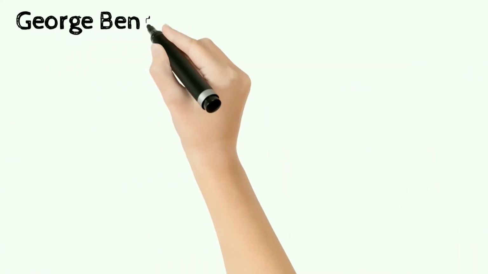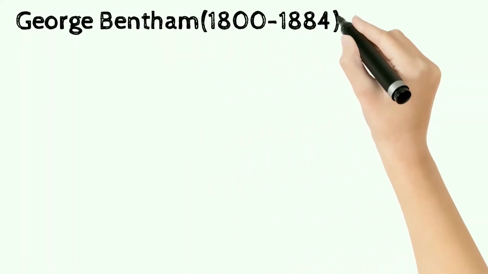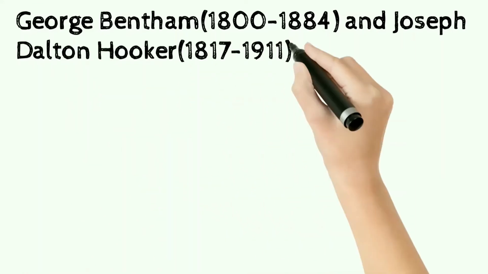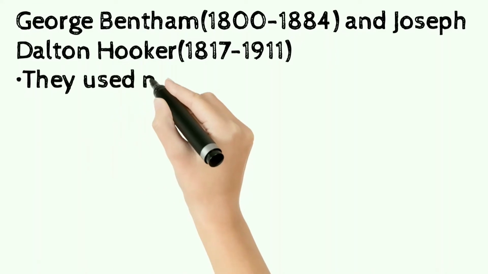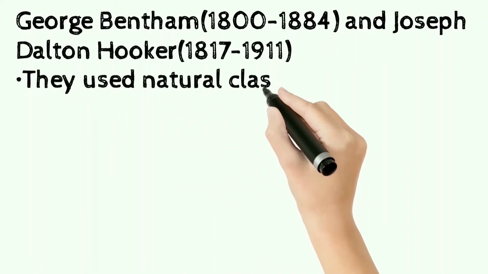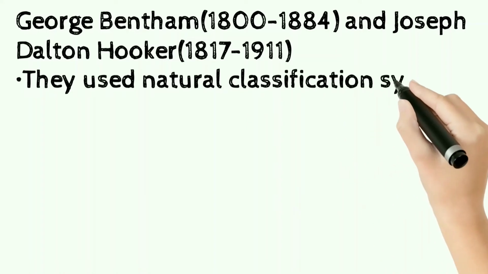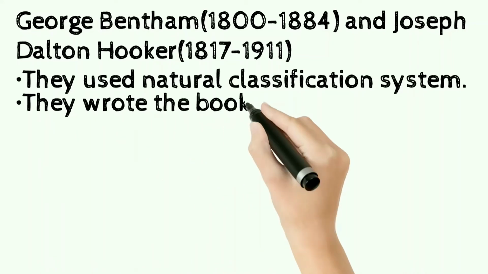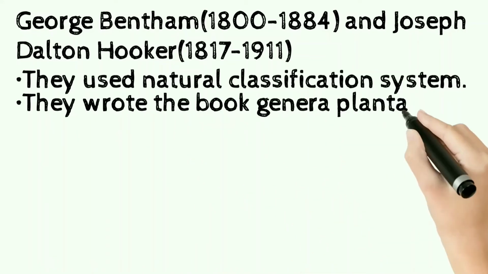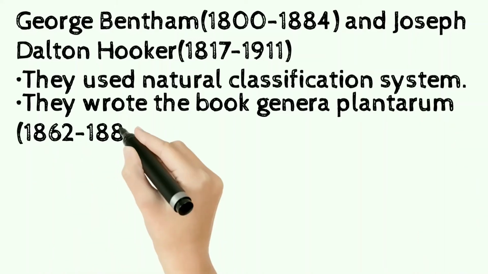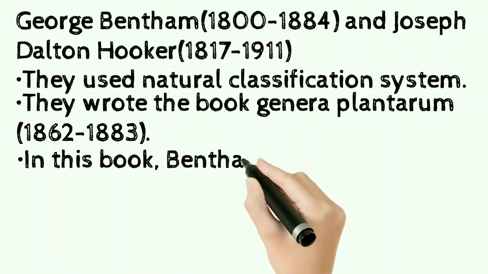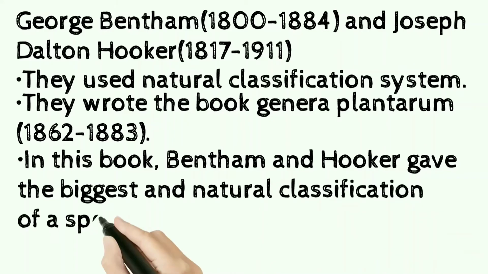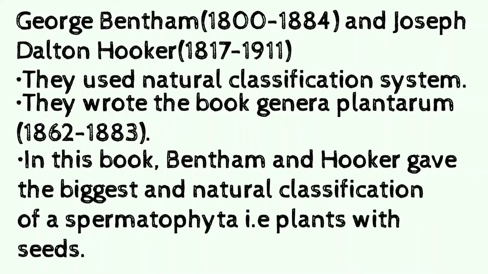George Bentham and Joseph Dalton Hooker. Both Bentham and Hooker were related to the Royal Botanic Gardens. They used a natural classification system. They wrote the book Genera Plantarum, 1862 to 1883. In this book, Bentham and Hooker gave the biggest natural classification of spermatophyta, that is, plants with seeds.